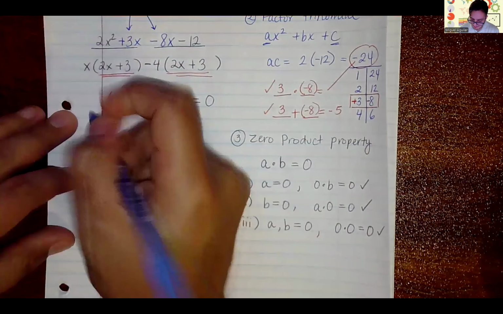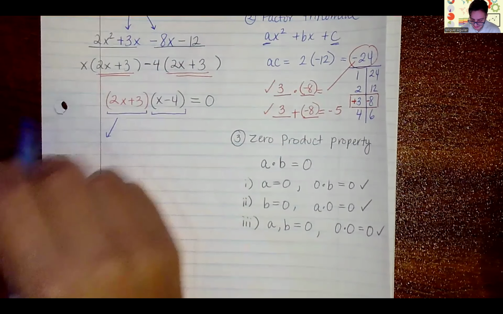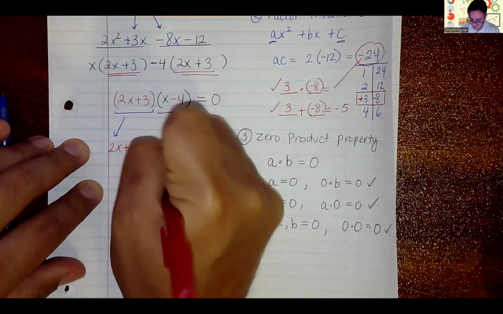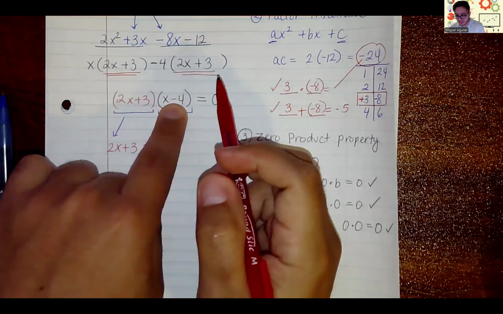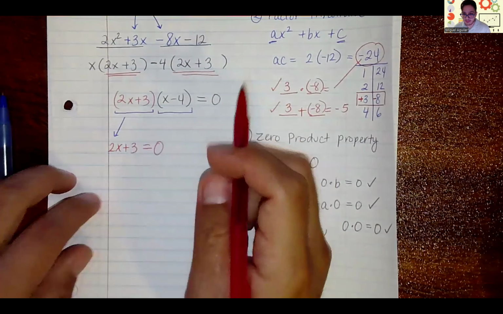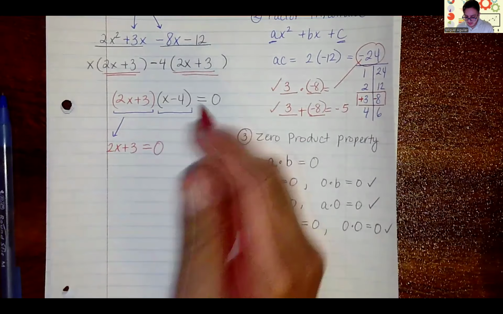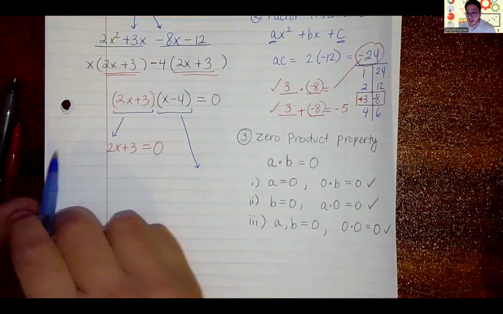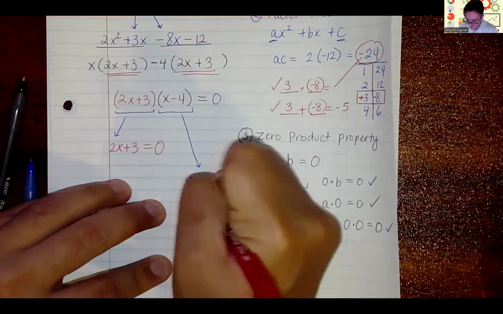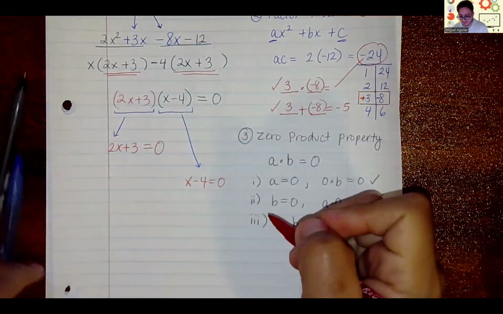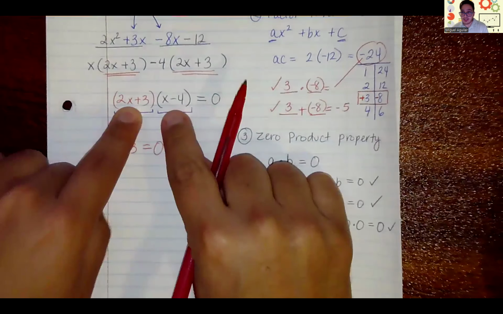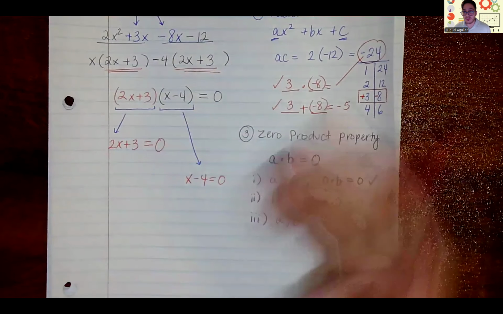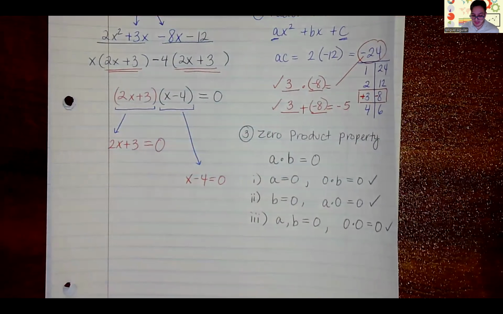So it's possible that we have 2x plus 3. Whatever that is, it could be 0 since it's being multiplied by something and then we're getting 0. That's one possibility. Okay. The other possibility is that x minus 4, the other factor, is equal to 0. Okay. But the only way you're going to multiply two factors together to get 0 is that one or the other is equal to 0, or the third option, which is possibly both of them are equal to 0.